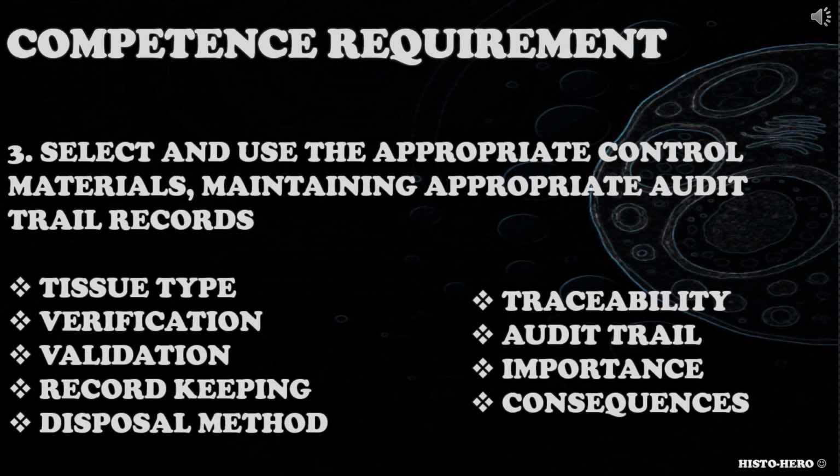The third competence requirement is select and use the appropriate control materials, maintaining appropriate audit trail records. Candidates should be able to select and use correct control material for demonstration methods and maintain audit trail. Does the candidate use correct control material for relevant demonstration method? Maintain correct audit trail for control material used? Do they produce appropriate control material for each demonstration method?